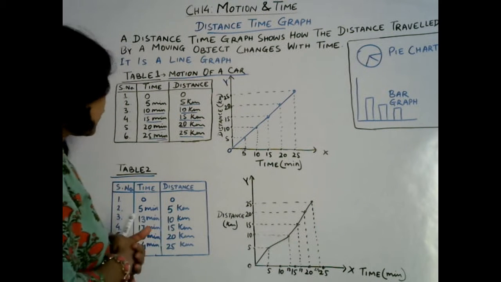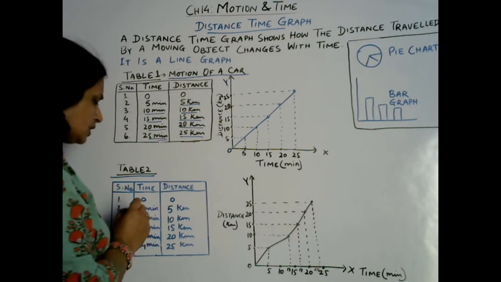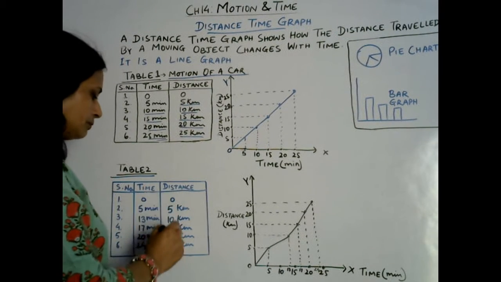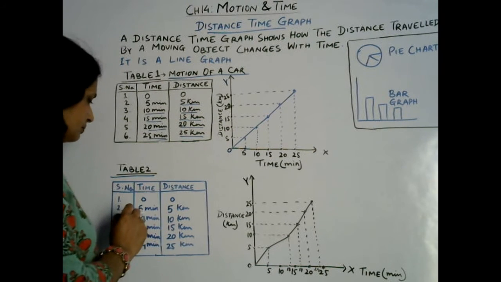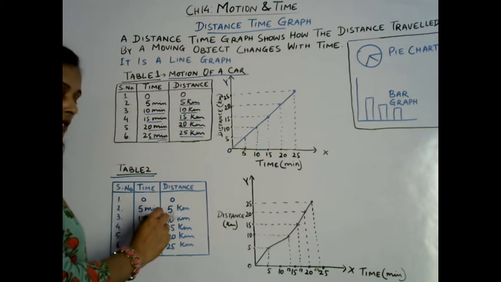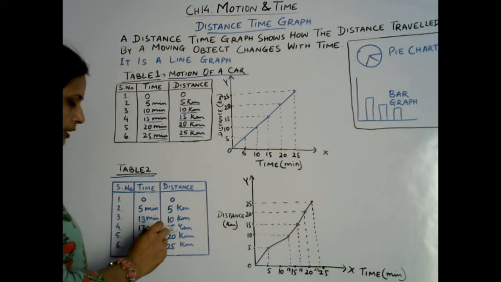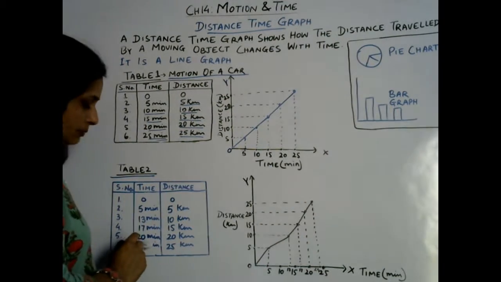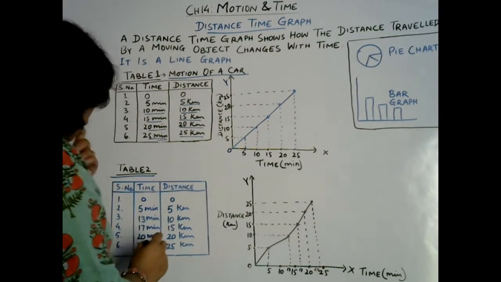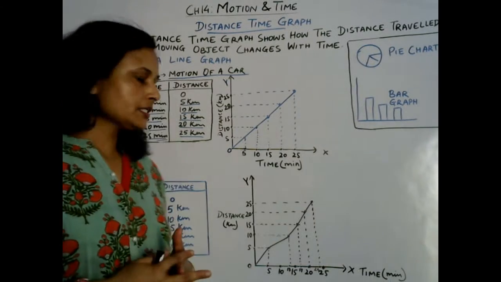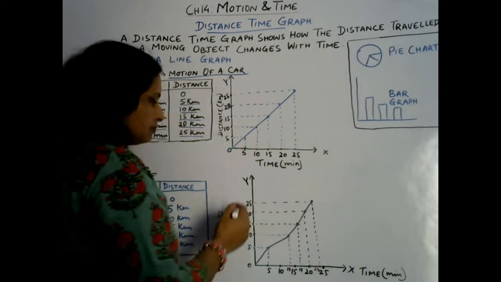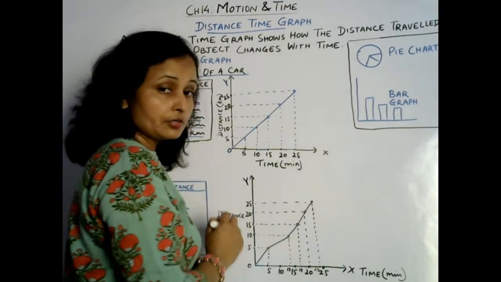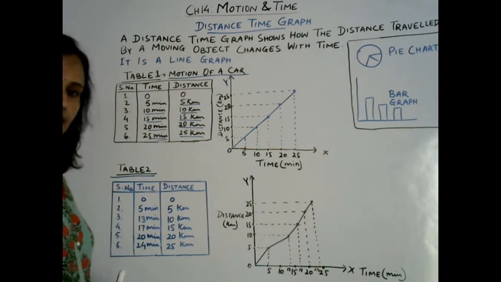Now look at the second example, table 2. In this, we have taken distance in the same 5 kilometer intervals, and time we have taken first 5 kilometers in 5 minutes, then 10 kilometers in 13, then next 15 kilometers in 17 minutes, then 20 kilometers in 20 minutes, and 25 kilometers in 24 minutes. Then for drawing a graph, what do we have to check? Same y-axis for distance and x-axis for time.